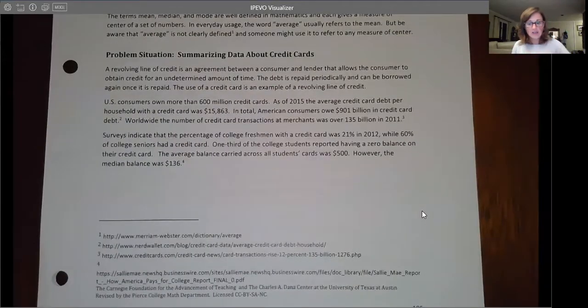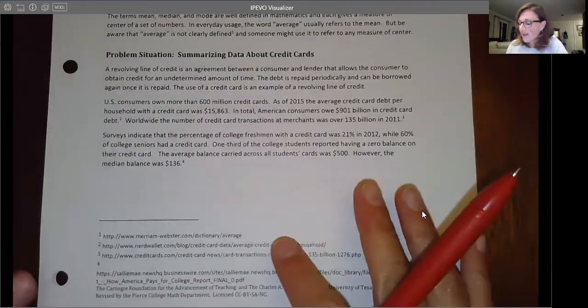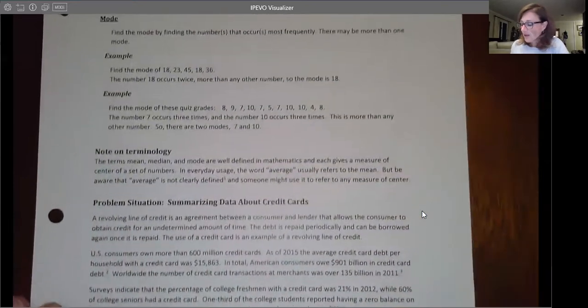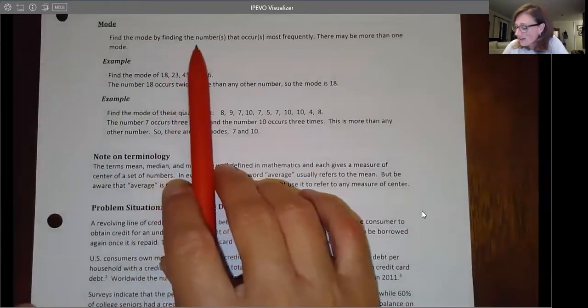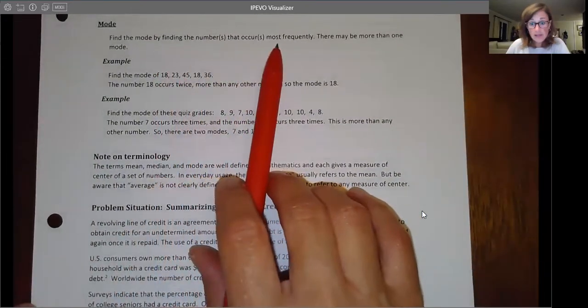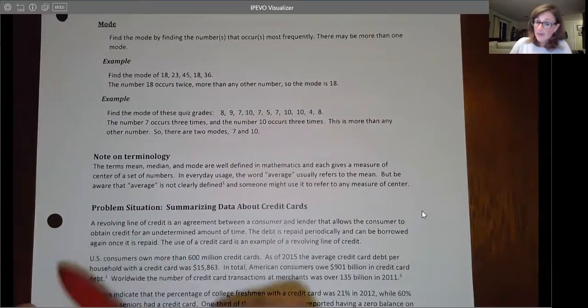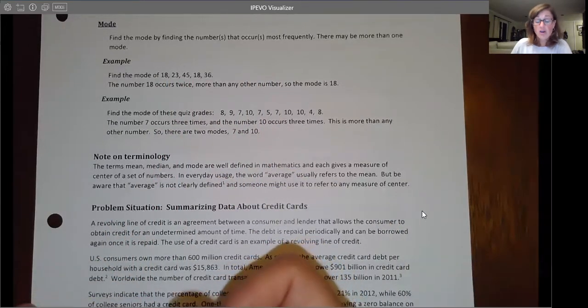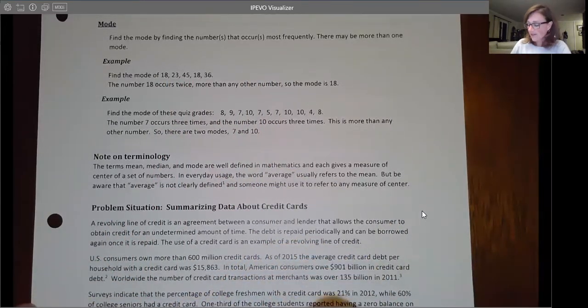Okay, the last measure of center that we're going to look at is what's called the mode. And the mode is super easy to find. The mode is finding the number that occurs most frequently. The bad thing about the mode is sometimes there can be things that are called bimodal, or you could even have something that has no mode. That's the only bad thing about mode. But it's used quite a bit, and we'll look at examples where the mode is actually a nice piece of center to use to represent a set of data.